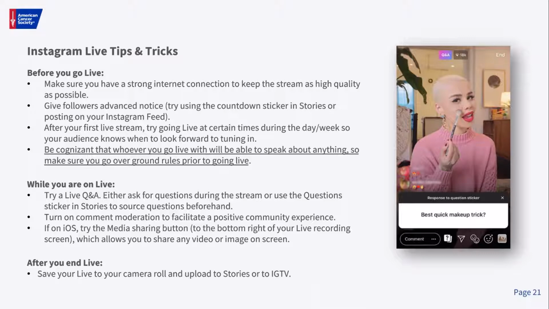And again, be cognizant that whoever you go live with will be able to speak about any topic, so make sure you go over those ground rules. While you're on a live, try a live Q&A. Either ask for questions during the stream or use the question sticker in stories to source questions beforehand. Make sure you turn on comment moderation to facilitate a positive community experience. If you're using an iOS device, try the media sharing button, which is to the bottom right of your live recording screen, which allows you to share any video or image on screen. And after you end your live, save your live to your camera roll and upload to Stories or Instagram TV.